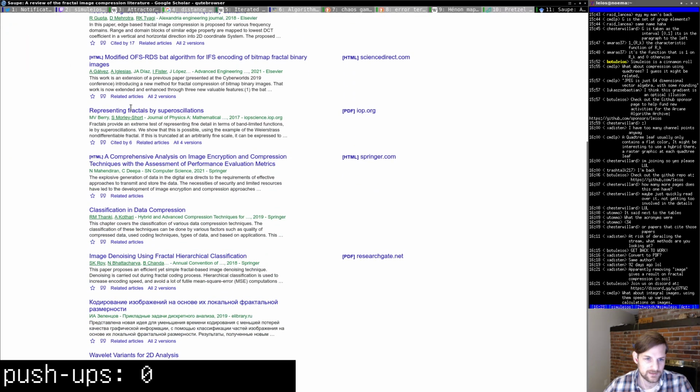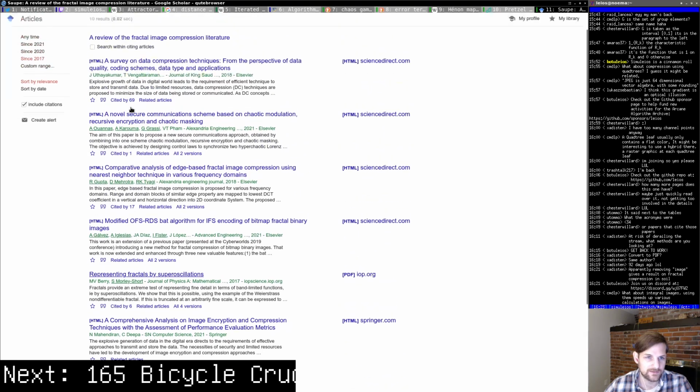Classification and data compression. Image denoising, wavelet variants for 2D analysis.